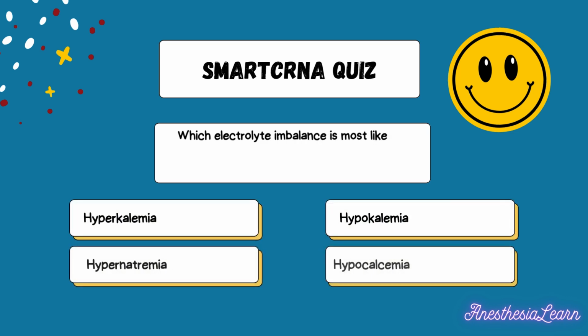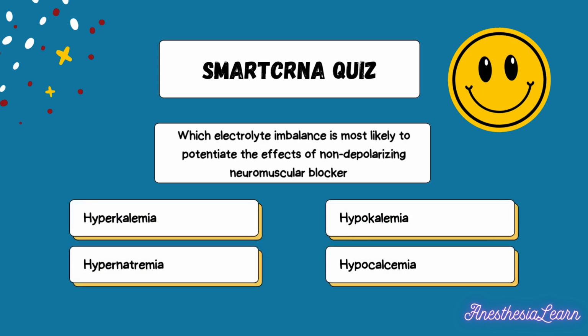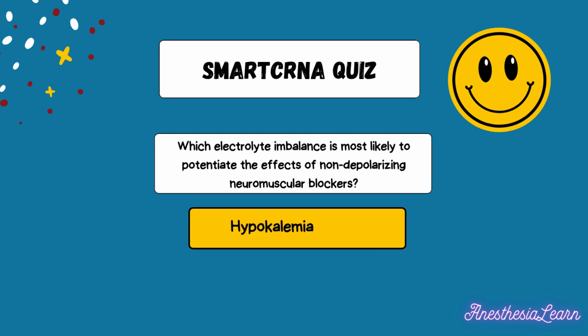Which electrolyte imbalance is most likely to potentiate the effects of non-depolarizing neuromuscular blockers? Hyperkalemia, hypokalemia, hyponatremia, hypocalcemia. Hypokalemia. Hypokalemia hyperpolarizes the motor end plate, making it more difficult to depolarize and thus enhances neuromuscular blockade.